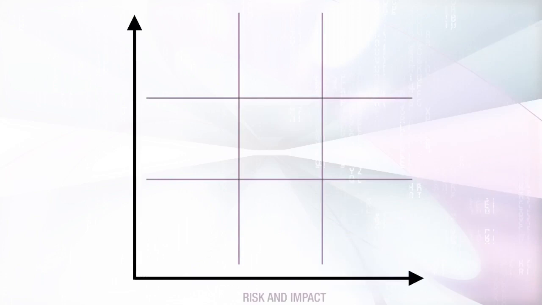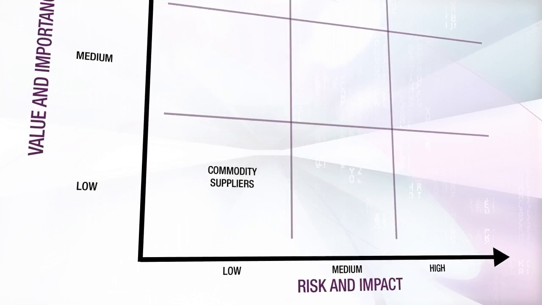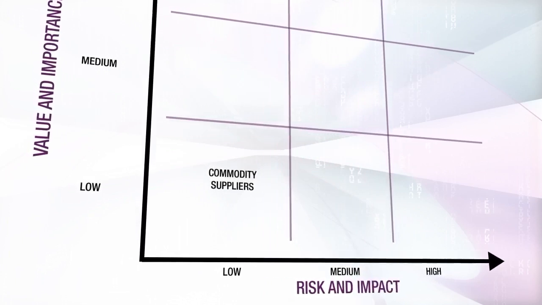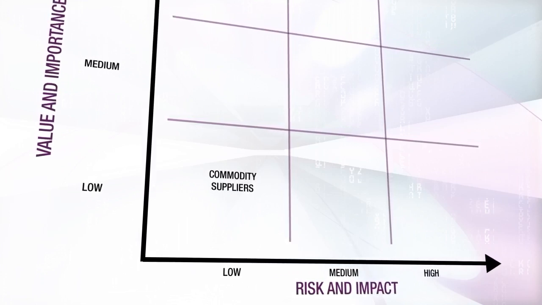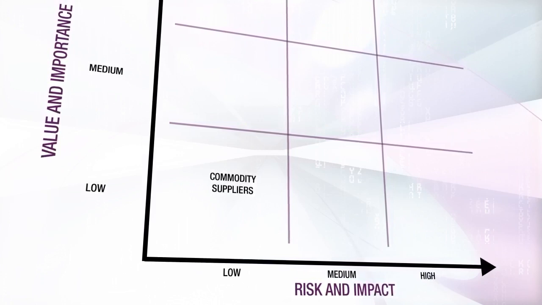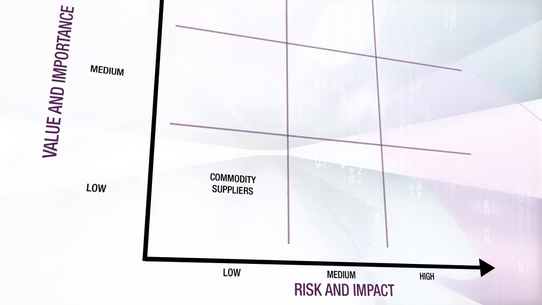Suppliers can be categorized in many ways, but one of the best methods for categorizing suppliers is based on assessing the risk and impact associated with using the supplier, and the value and importance of the supplier and its services to the business. A commodity supplier is one that provides low-value, readily available products and services, which could be alternatively sourced relatively easily. An example would be stationery supplies or cleaning services.